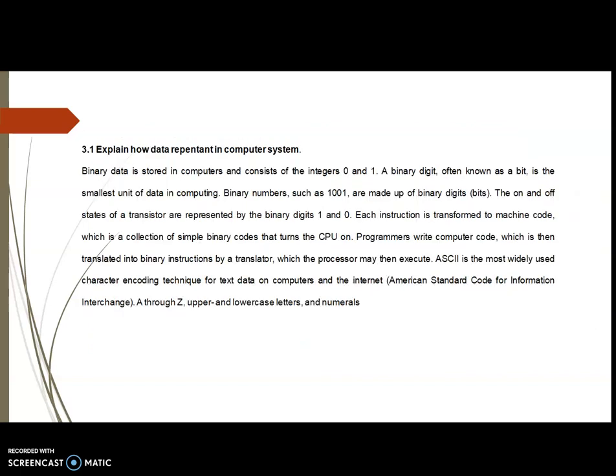3.1 Explain how data is represented in a computer system. Binary data is stored in a computer and consists of the integers 0 and 1. A binary digit, often known as a bit, is the smallest unit of data in a computer.